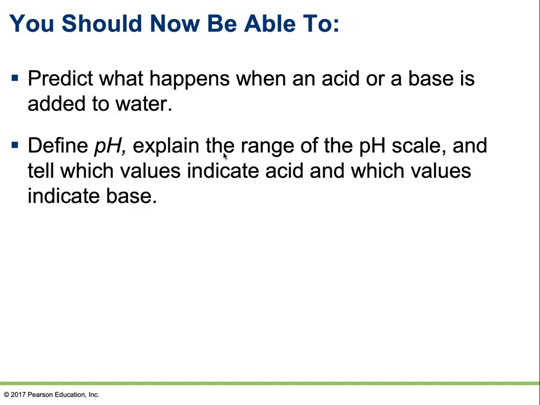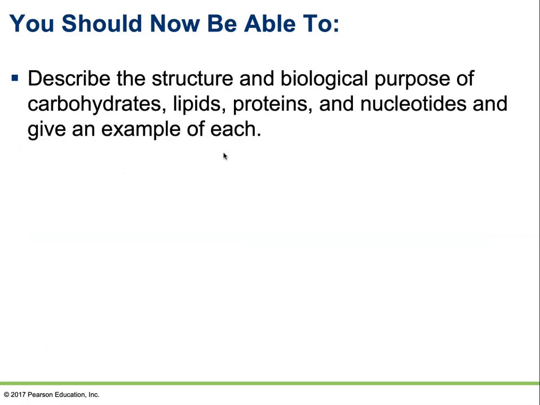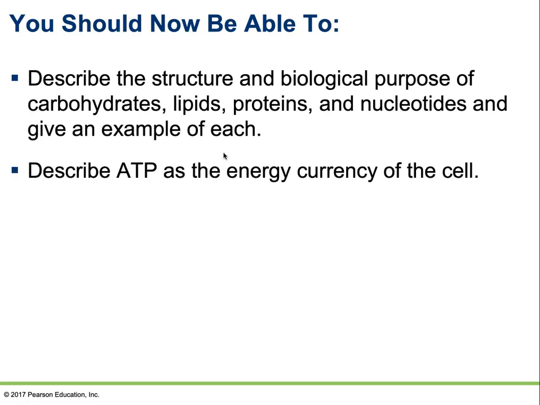What's a basic pH? You should also be able to describe the structure of a polymer, including its formation through dehydration synthesis and the breakdown through hydrolysis. You should be able to describe the structure and biological purpose of carbohydrates, lipids, proteins, nucleotides, and also give an example of each. And then finally, be able to describe ATP as the currency of the cell. How do we get energy from ATP? How do we put energy into ATP? And that is it for this chapter.